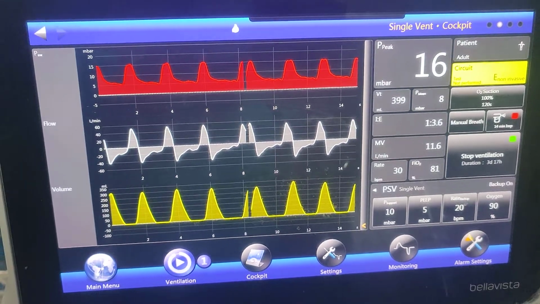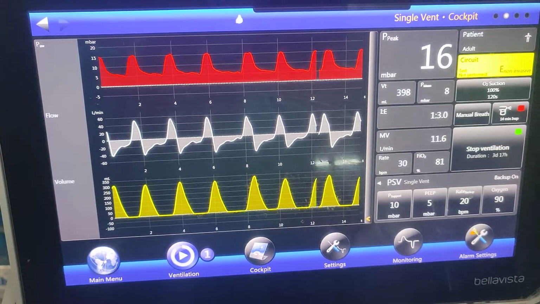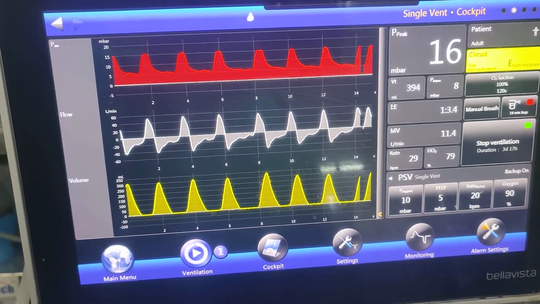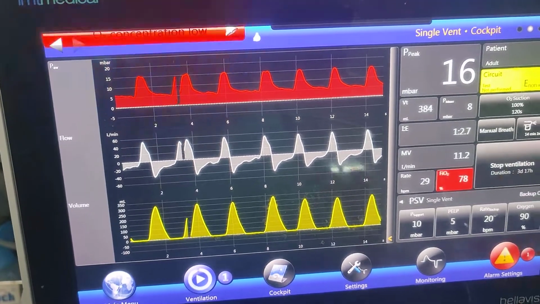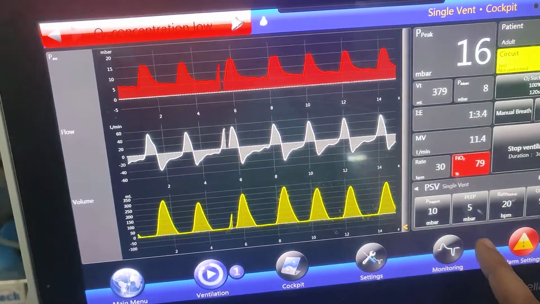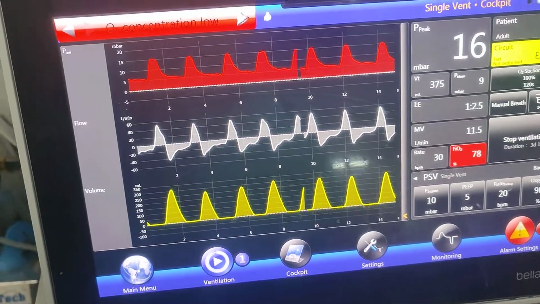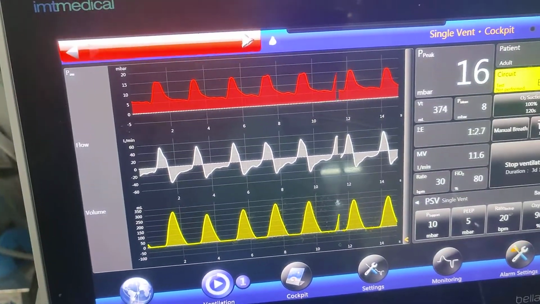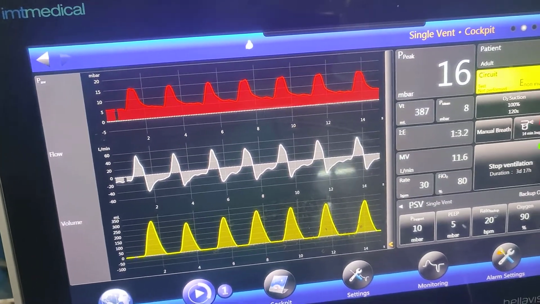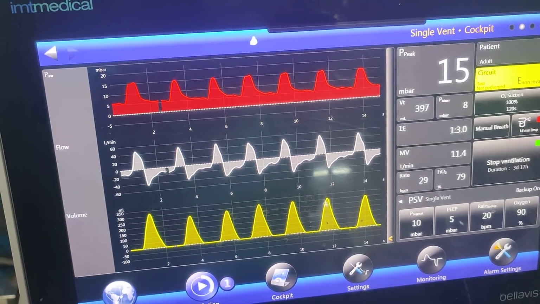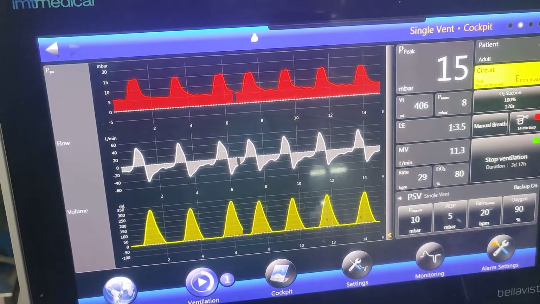This is a 45-year-old male with a diagnosis of ARDS due to aspiration pneumonia, and he is on pressure support ventilation. Here you can see the peak pressure is 16 and PEEP is 5. Let's suppose his peak pressure rises suddenly to 40 mmHg and saturation falls to, let's suppose, 70. So what will be your first step when peak pressure rises?